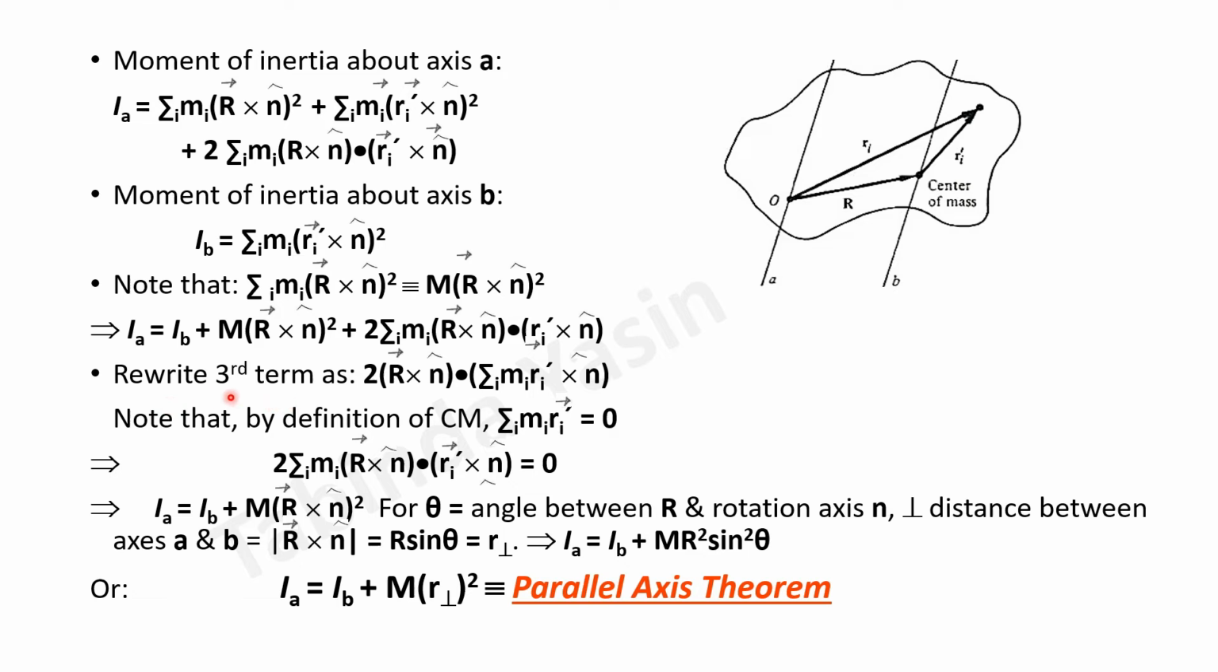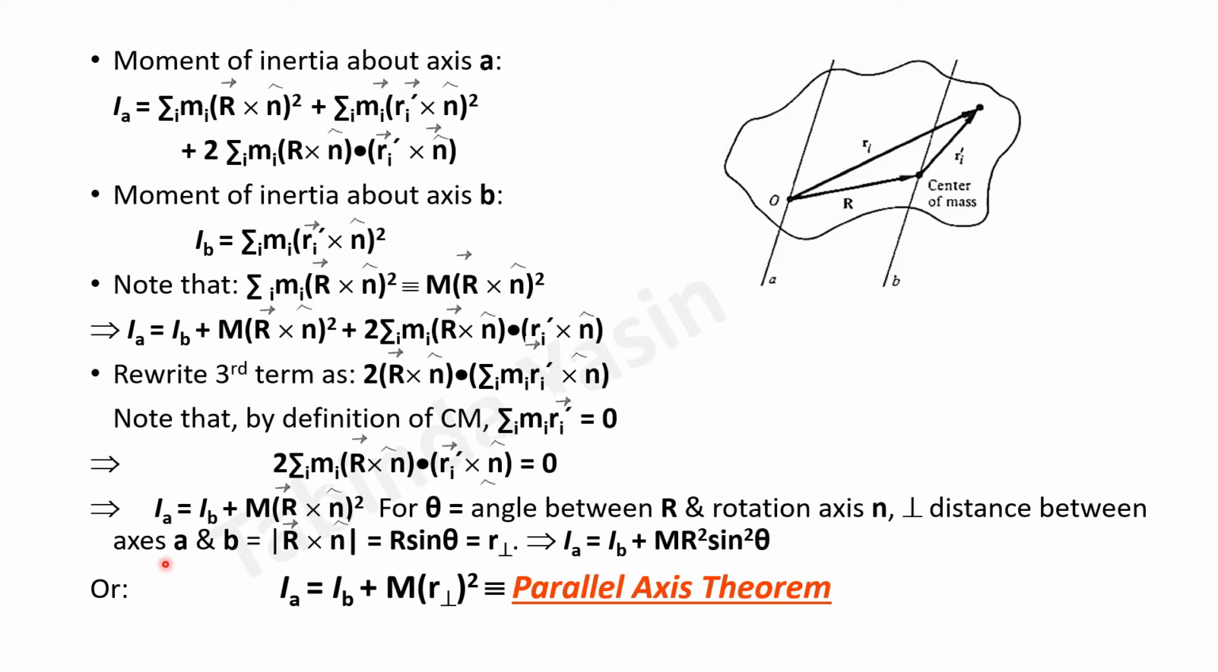Rewrite the third term as 2 (R cross n unit vector) dot the expression summation i mi (Ri prime cross n). Note that by definition of the center of mass, the moment, that is the summation i mi Ri prime, will be zero. So the term 2 summation i mi (R cross n unit vector) dot (Ri prime cross n) is equal to 0, and the whole term will be equal to 0.